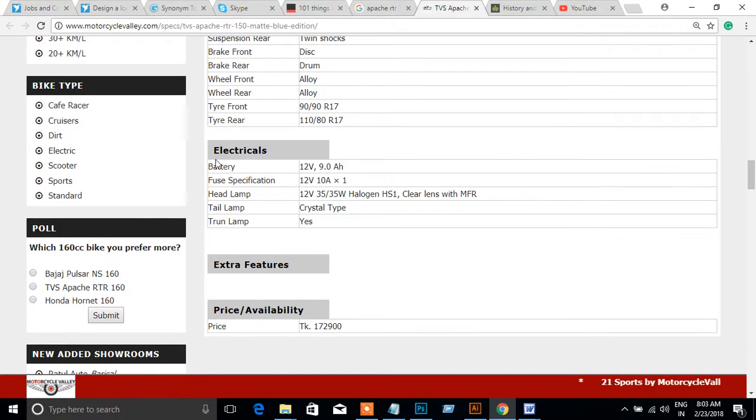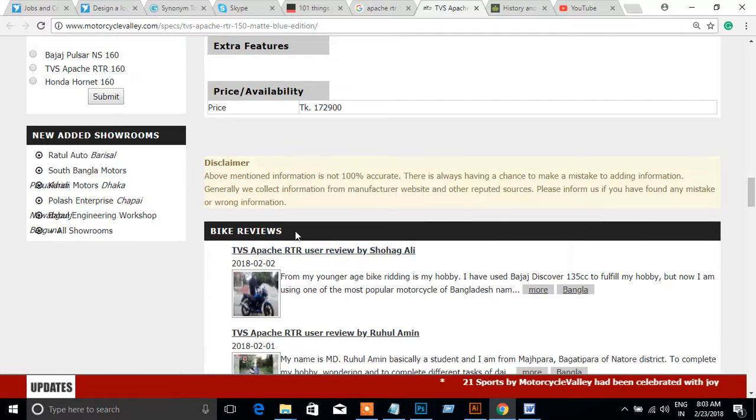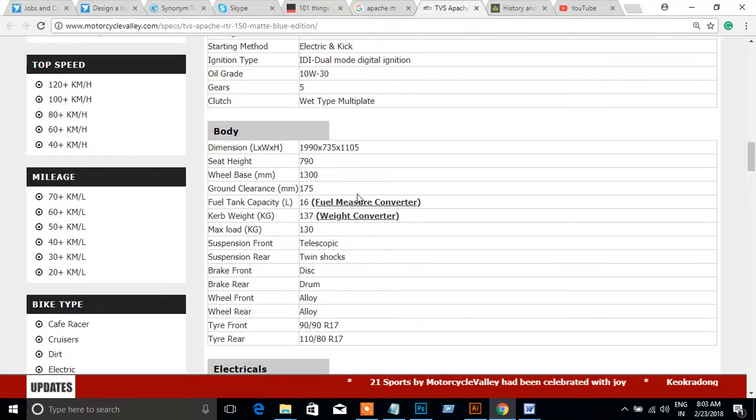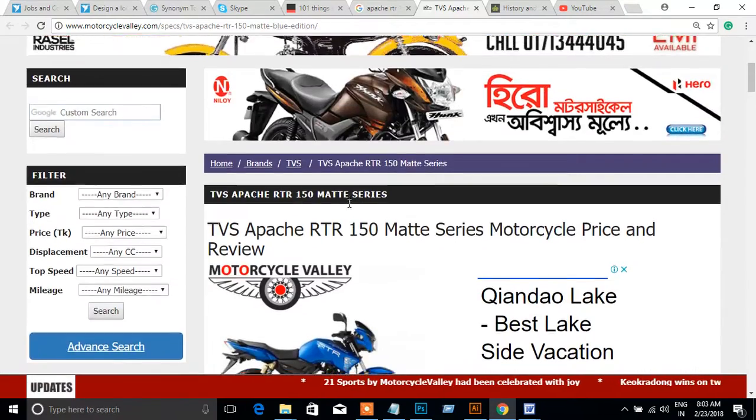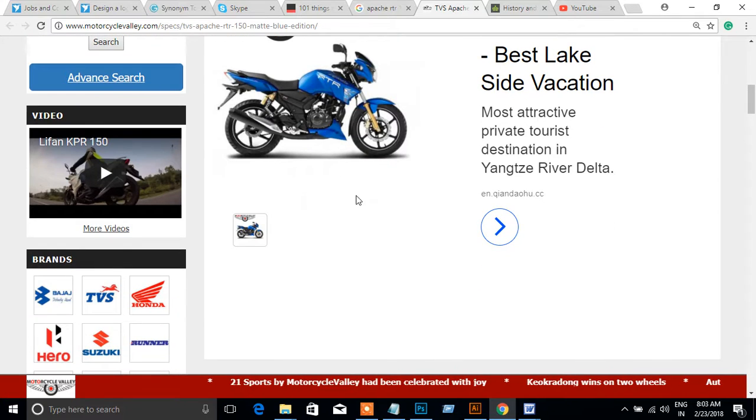So friends, you can see that this is the bearing, the battery, fuel specification, headlamp, tail lamp. These are the things, friends. So this is the latest update of 2018 of TVS Apache RTR. Yes, this is the actual RTR 2018, the latest version.